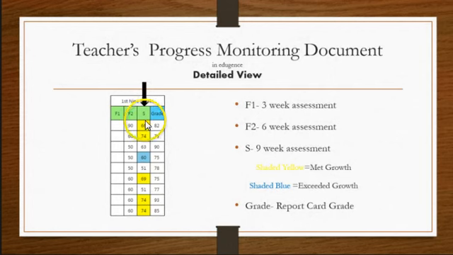Also in this detailed view, you'll have the S. This is where your 9 weeks assessment data goes. And you'll see some are highlighted yellow and some are highlighted blue. And that's for met growth versus exceeded growth. But let's take a step back. F1 is the 3-week assessment. F2 is the 6-week assessment. The S is the 9-week assessment. And then the grade is the grade for the actual grade book. So we need to make sure that we're making connections between the 9-week assessment and the grade.